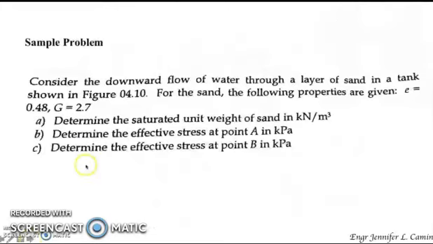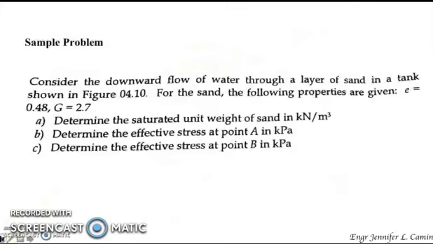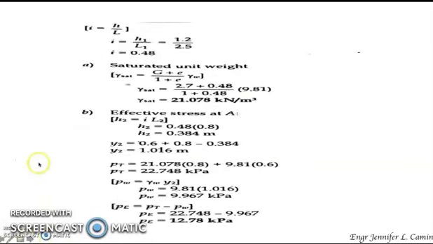Okay, for this problem, we're looking at this figure where we are given a sandy type soil, and we are given the properties of the soil, which are void ratio and specific gravity. Compute for the saturated unit weight of the sand, the effective stress at point A, and the effective stress at point B.